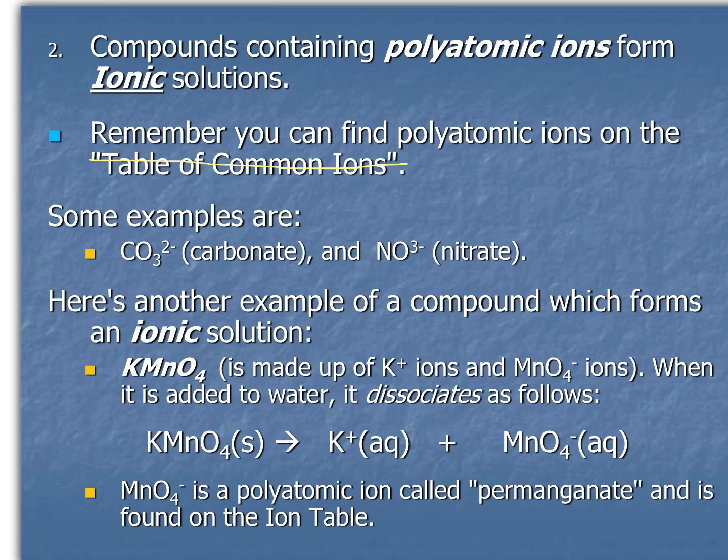So some examples of the most common ones are going to be carbonate and nitrate. Carbonate is used pretty often because calcium carbonate has a molar mass of 100, so they love that one. It's really easy to do calculations with. And also nitrate, because it's the always soluble polyatomic ion. So here's another example of a compound which forms an ionic solution. If we have KMnO4, we're separating into our potassium ions and our permanganate ions.